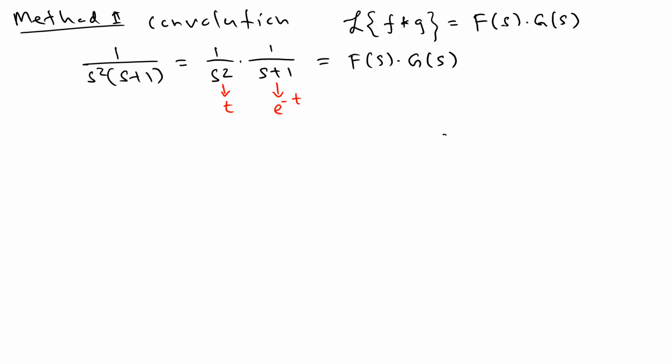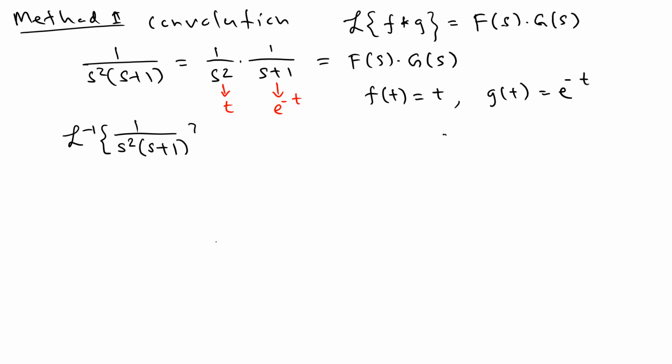And then in this case, the two functions are f(t), which is t, and g(t), which is e to the negative t. So we identify the two functions. What you want to do is just go with the convolution product. So according to the argument, the result L inverse of 1 over s squared (s plus 1) is equal to L inverse of F(s)G(s), which is simply f star g according to theory.